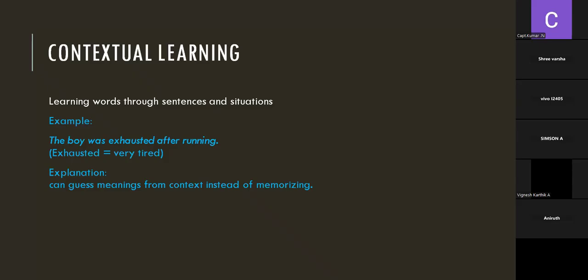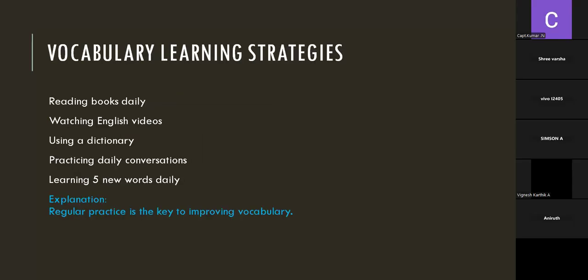Context learning means understanding words through situations instead of memorizing meanings. For example, in the sentence, she was starving after skipping lunch, we can understand that starving means very hungry. This method is easy and effective. Now let's see another example, that is vocabulary learning strategies. Now we'll see the 5 strategies.